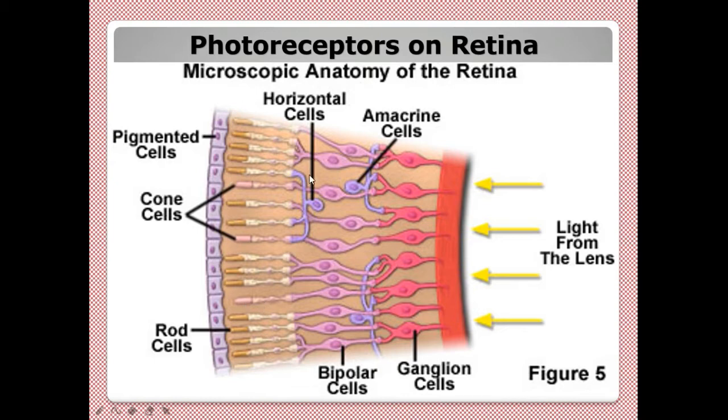And this layer is called the bipolar cells layer. In between that you have horizontal cells as well as amacrine cells. And after that the ganglionic cell layer is there. And this is going to the retina. So this is the inner side of the retina, and you see that light from the eyeball lens is focused on the retina. This is the anatomy.